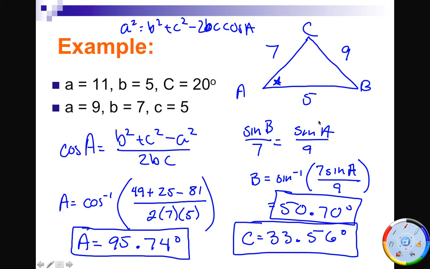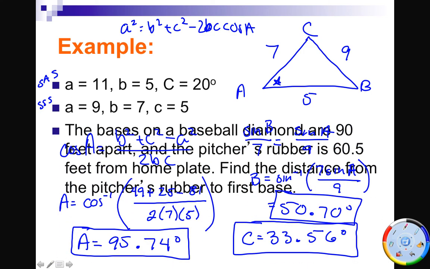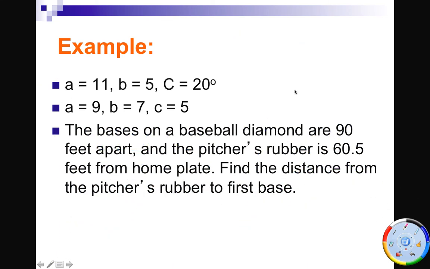All right. So here's this first one that I gave you is the SAS version. So this was SAS. And the second one here was SSS. Forgot I had another word problem on here. All right, so bases on a baseball diamond are 90 feet apart, and the pitcher's rubber is 60.5 feet from home plate. I want you to find the distance from the pitcher's rubber to first base.